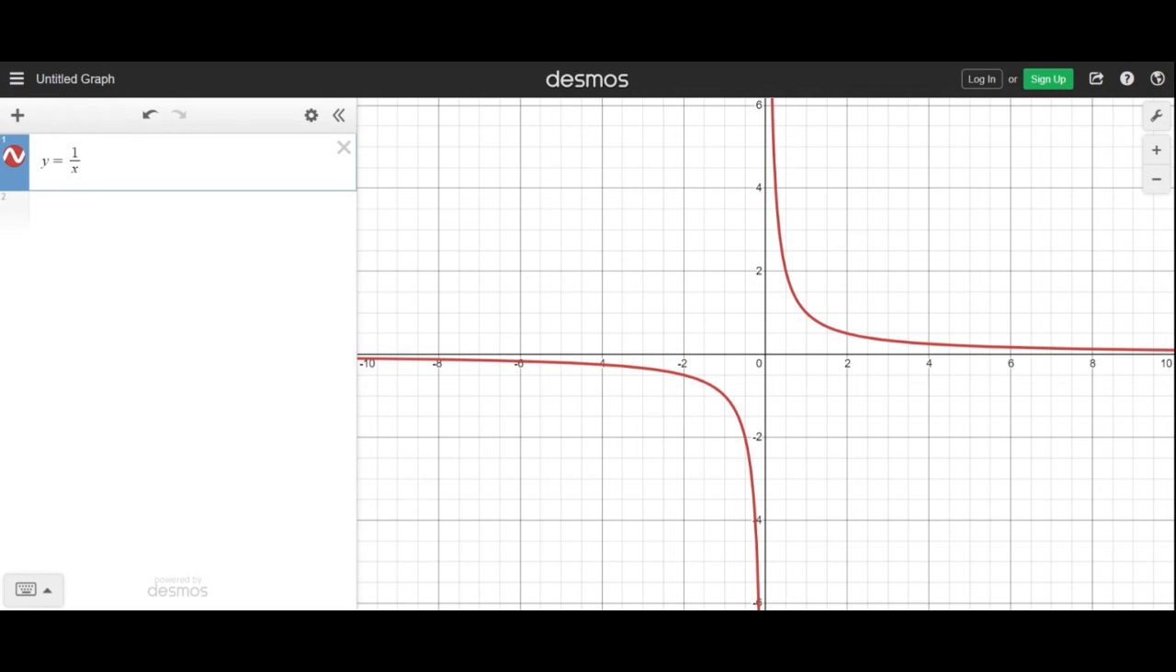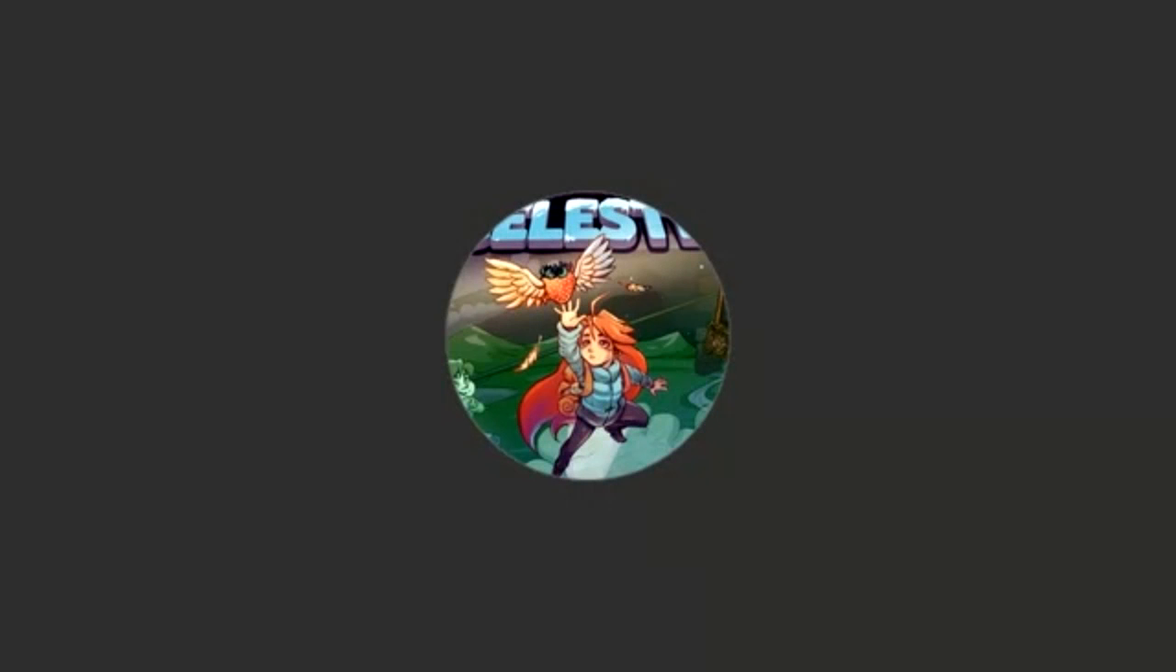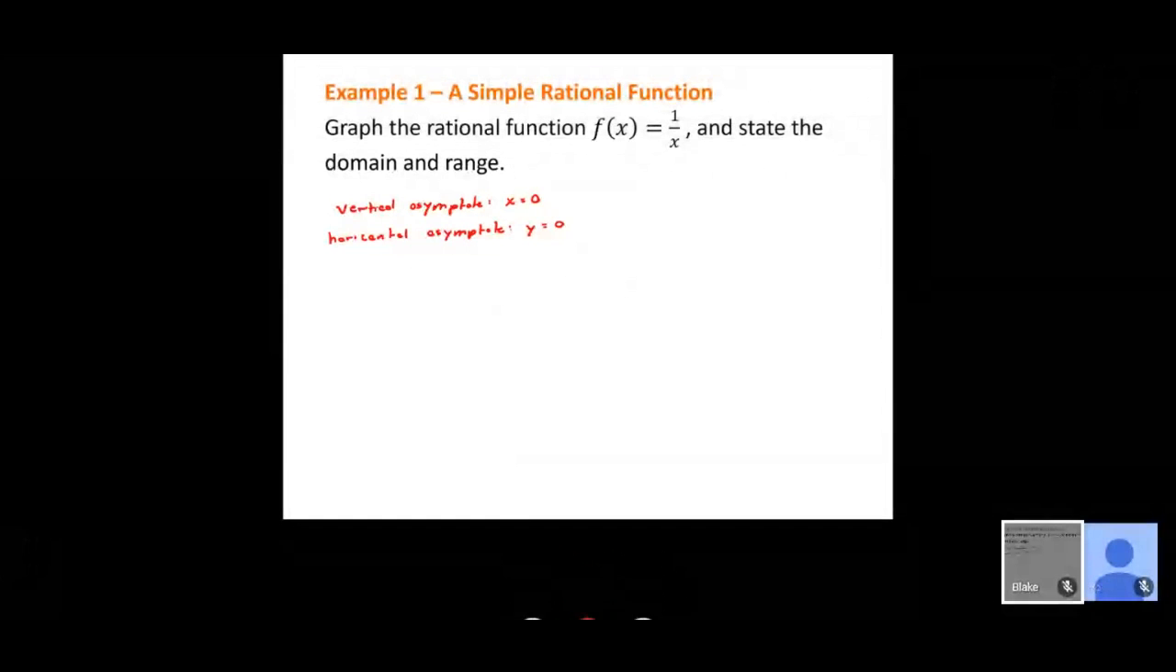So I'll switch back over to the notes now so you can see exactly what I wrote there. And so again, we have a vertical asymptote at x equals 0. That was the vertical line, the y-axis. Okay, that's one of our asymptotes. And then we also have a horizontal asymptote. That's the x-axis, and we call that y equals 0.